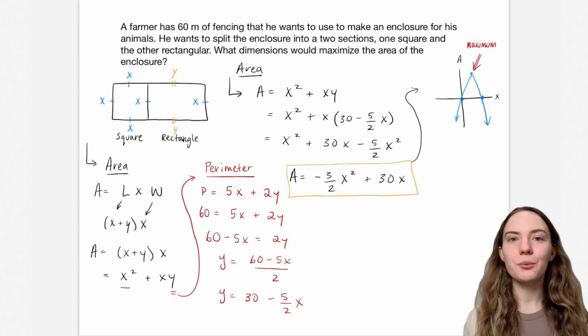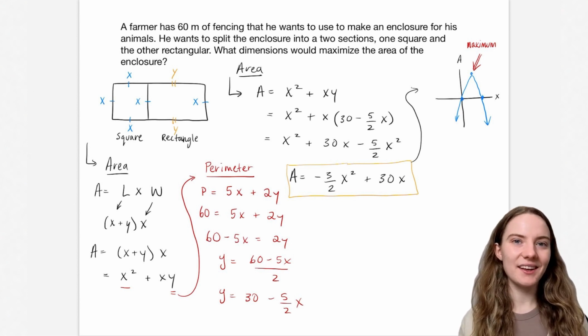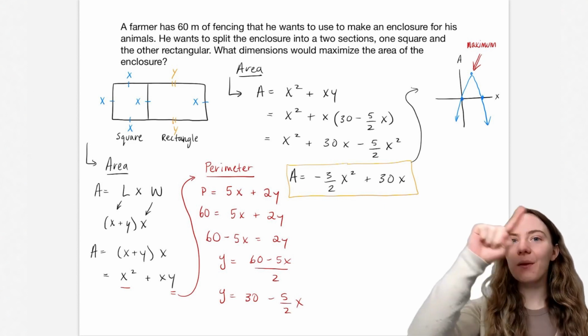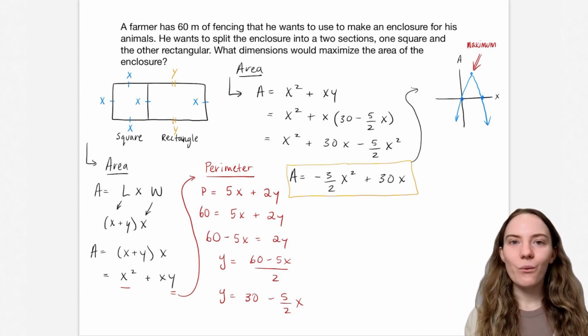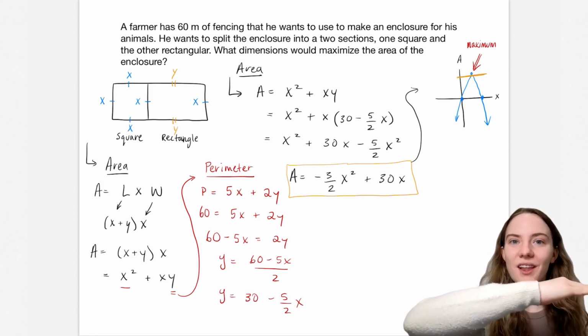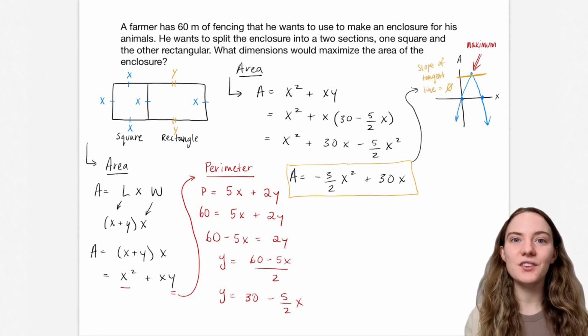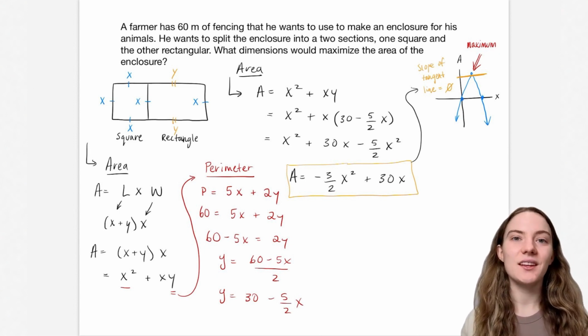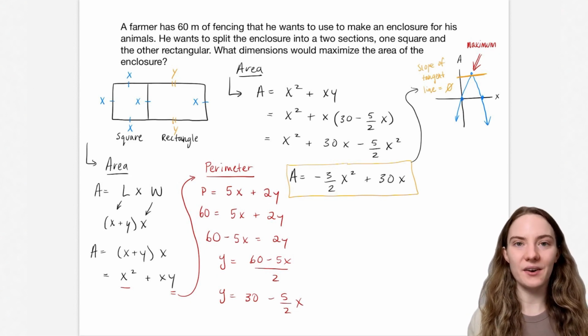Now thinking about derivatives and tangent lines, what is the slope of the tangent line at the maximum? Well, the tangent line at the maximum would be a horizontal line. So it would have a slope of 0. And that's the key to answering this optimization problem. We have an equation for our area.